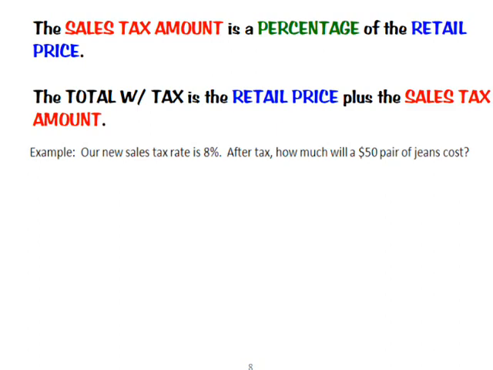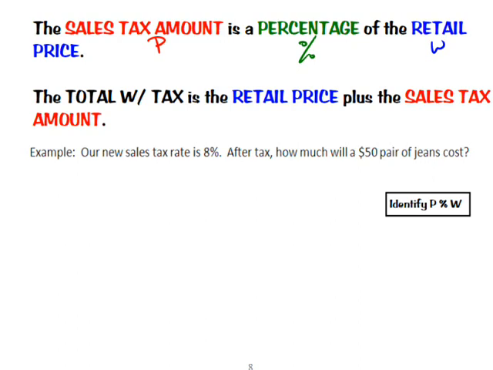The first step for this problem, and for all of these problems, will be to identify our part, percentage, and whole. In this first sentence we can find that our part is our sales tax amount, our percentage, and then our retail price is our whole.